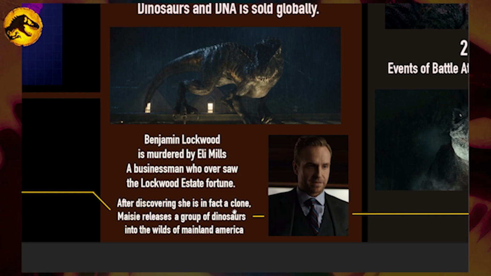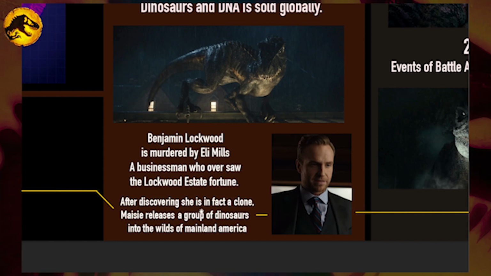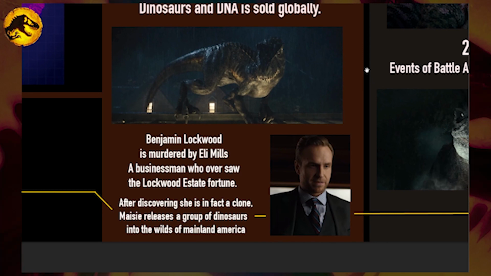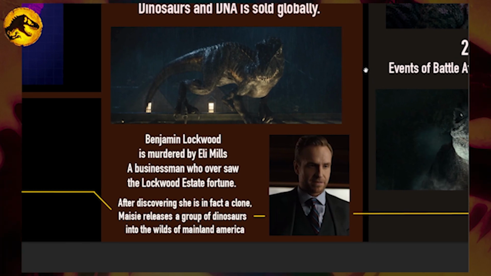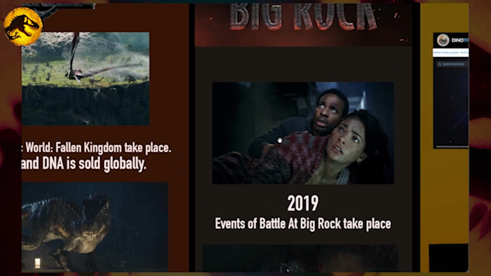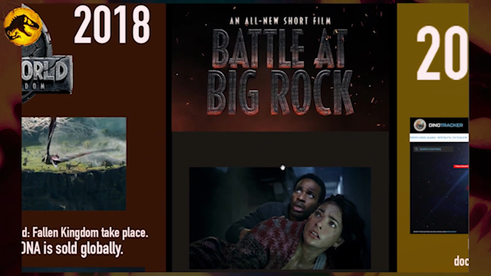So Benjamin Lockwood dies. And after discovering she is in fact a clone, Maisie Lockwood releases a group of dinosaurs into the wilds of mainland America. So in an emotional decision, she decides, no, these dinosaurs deserve to live because I deserve to live, because she's been told a lie. Anyway, so 2019, the events of Battle of Big Rock take place.